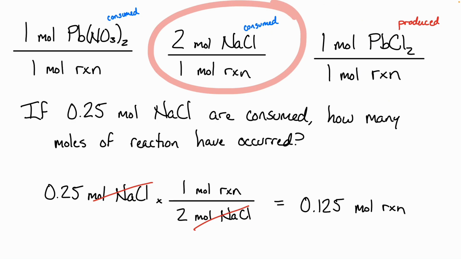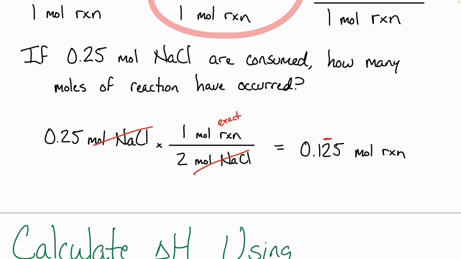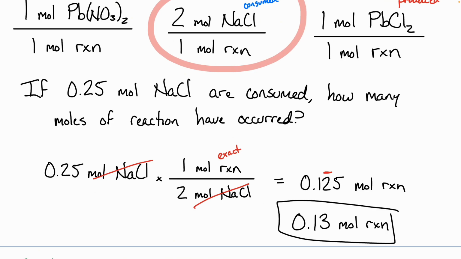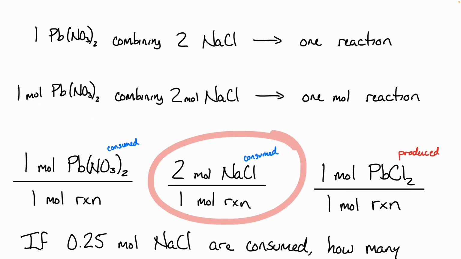All right, and of course the last step is going to be sig figs. Remember these mole ratios, these stoichiometric ratios that we get from our balanced chemical equation are exact. So that's not going to limit me in my sig figs. I'm going to need to round this to 2 sig figs here, or 0.13 moles of reaction have occurred. All right, so a little different, but not too crazy here.